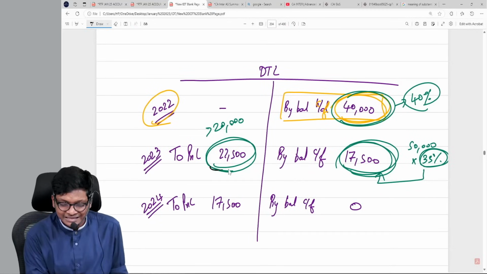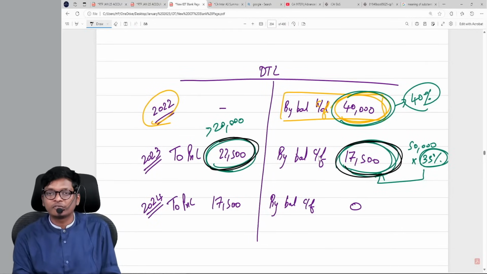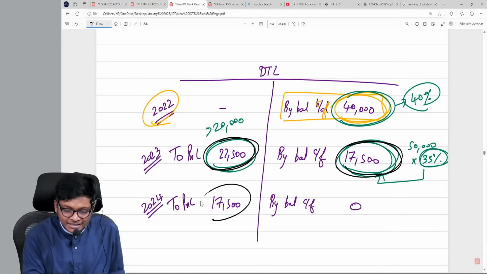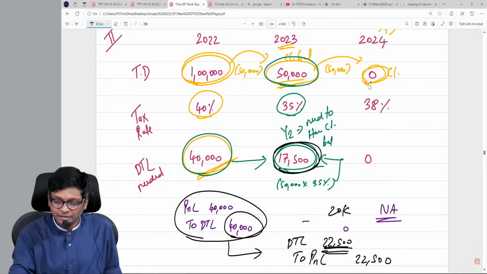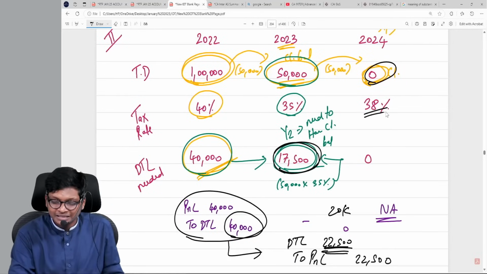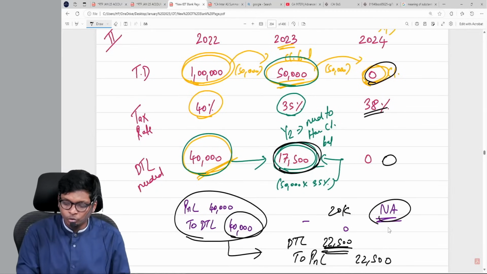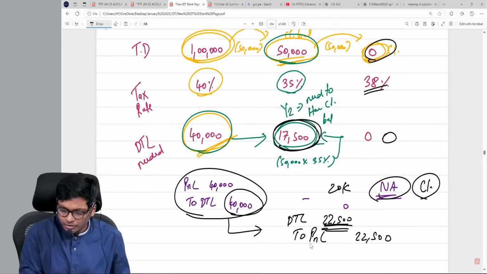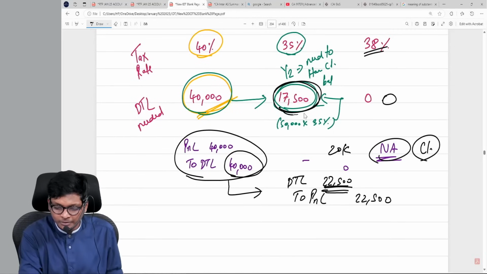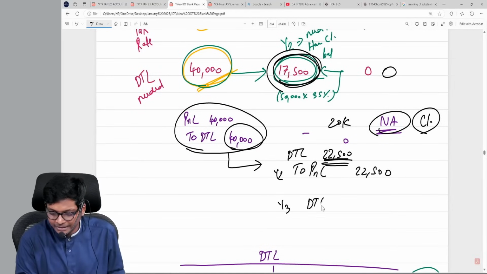So look at this. Second year I will reverse 22,500. I am left with a closing balance of 17,500. Third year again I will reverse that 17,500. Closing balance becomes 0. That's why closing balance of third year is 0. Tax rate is 38%. Deferred tax liability needed in third year is 0. Therefore no entry for closing balance in third year. But third year also that reversal will take place. Third year, what will be my entry of reversal? Year 3 entry will be DTL to P&L 17,500.